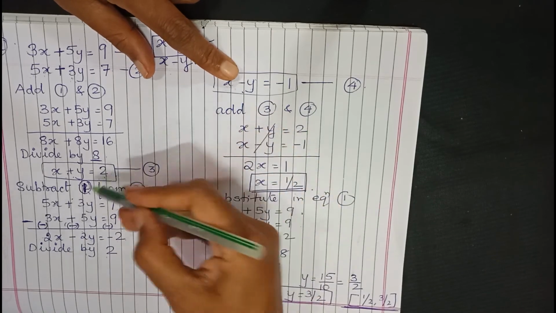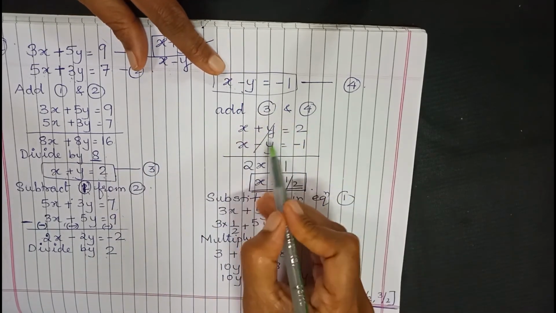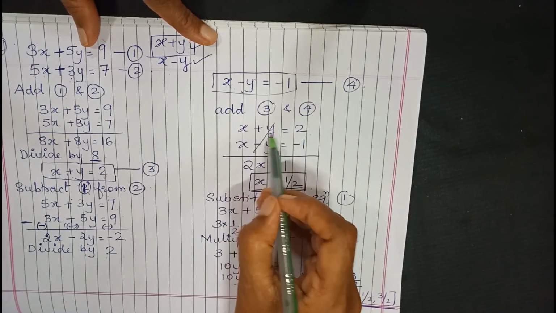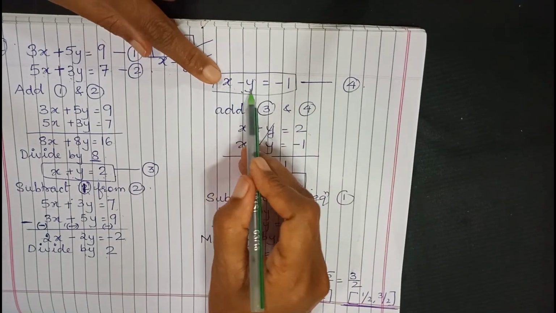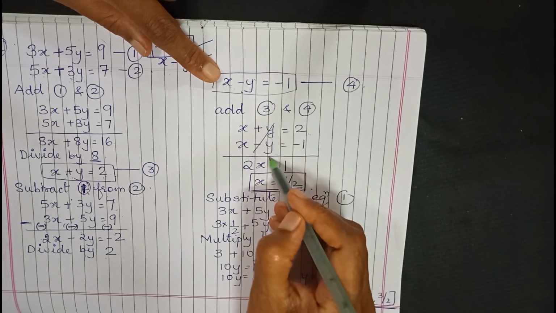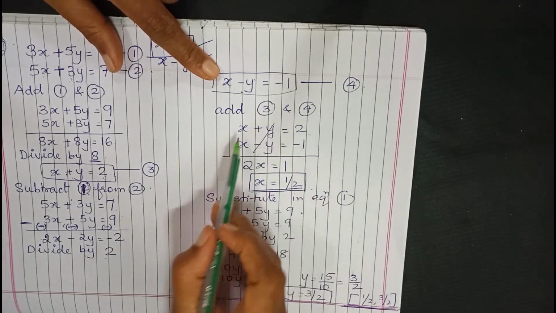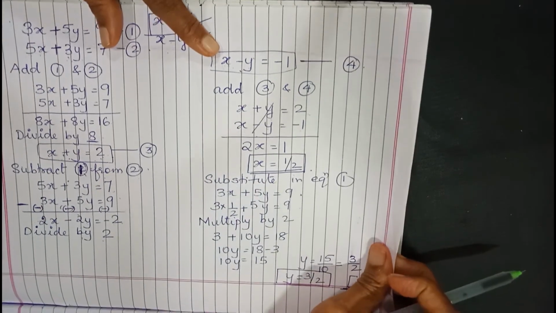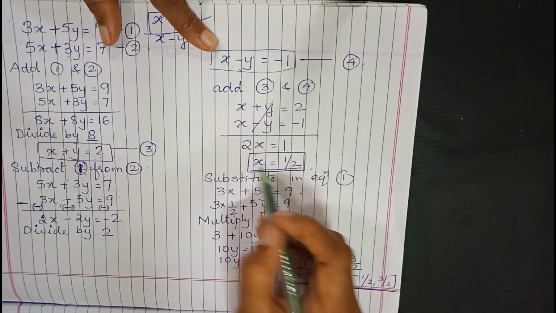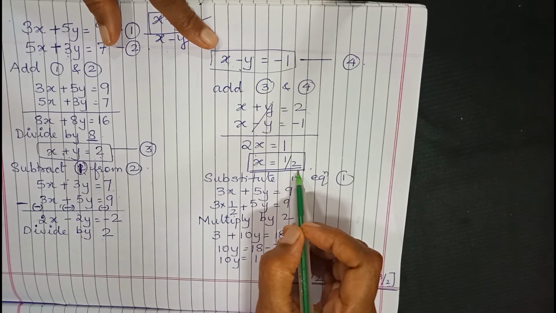So just by addition, I can eliminate y. That is what I have done here. You can see this equation number 3 I have written here: x plus y is 2, and equation number 4 is x minus y is equal to minus 1. So when you just add these two equations, y will get eliminated. x plus x is 2x, so you get 2x is equal to 2 minus 1, which is 1. Therefore, the value of x is half.